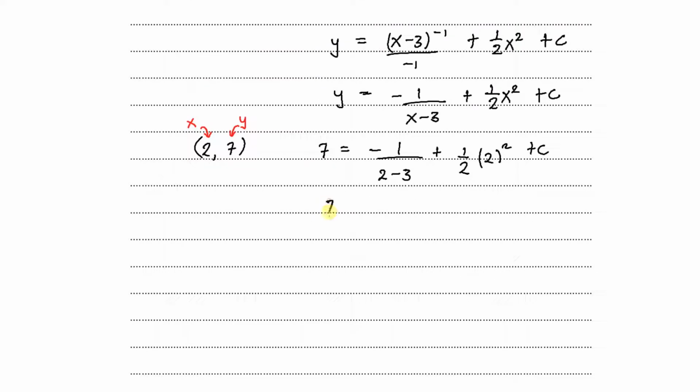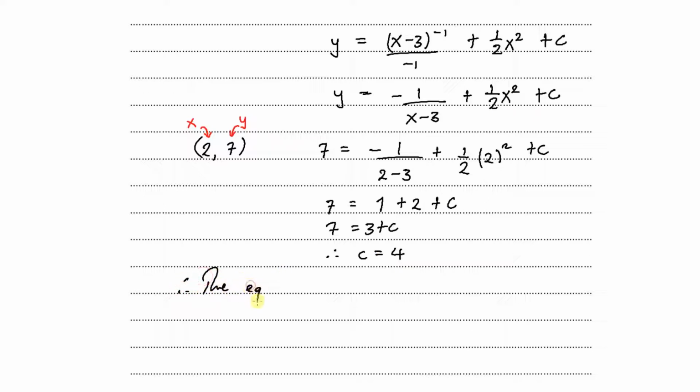This is going to give us 7 is equal to, so here we've got 2 minus 3, which is minus 1. So minus 1 over minus 1 gives us a 1. Then half of 2 squared is like half times 4, that's 2. So that's plus 2 plus c. So 7 is equal to 3 plus c, which therefore means that c comes out as 4 after subtracting 3 from both sides.